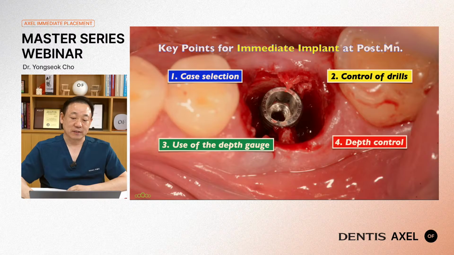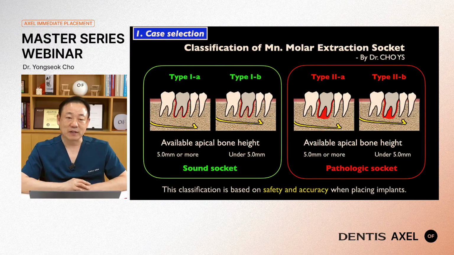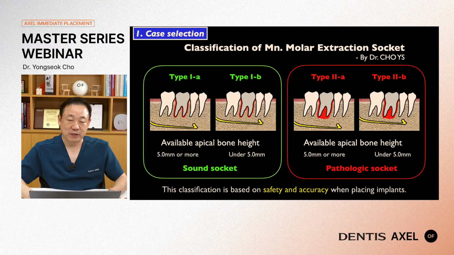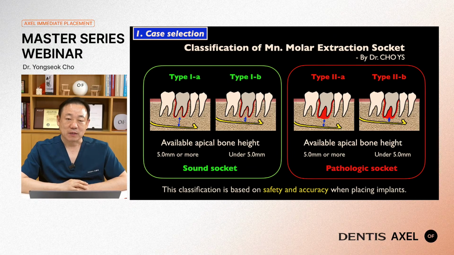First, case selection. This is my classification of mandibular molar extraction socket. Type 1 is a sound extraction socket, and type 2 is a pathologic socket. And in my clinical experience, a very important thing is the available apical bone height from the mandibular canal to the root. When it is over 5 mm or more, it is A. If it is under 5 mm, I say it is B.